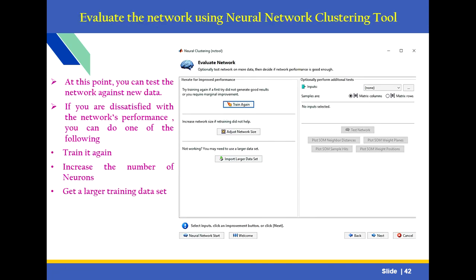Here the next step is to evaluate the network using this neural network clustering tool. Optionally, test the network on more data, then decide if network performance is good enough. At this point you can test the network against new data. You can adjust the network size, input larger data size, or retrain again and increase the number of neurons, or get a larger training set if you are not satisfied with the network performance.